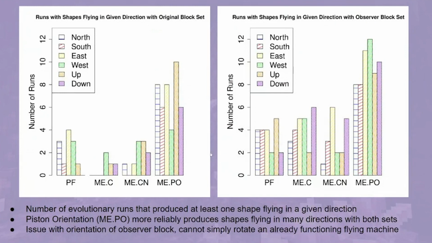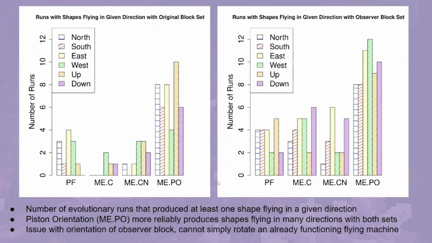These two graphs show the runs that produced at least one flying machine flying in a given direction. As we can see, the piston orientation was able to generate shapes flying in all four of the cardinal directions as well as the up and down direction in both of the observer and original block sets. This can't be said about any of the other approaches, since in the original block set, all of the other approaches were missing at least one direction when they were generating shapes.